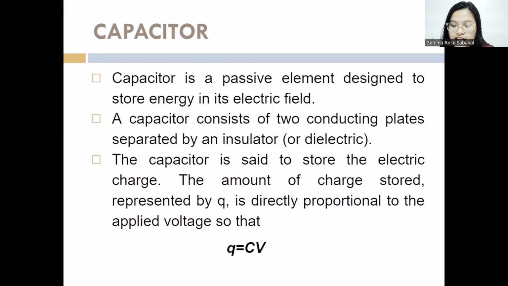A capacitor can take a shorter time than a battery to charge up, and it can release all the energy very quickly. The capacitor is said to store electrical charge. The amount of charge stored, represented by Q, is directly proportional to the applied voltage, so that Q is equal to capacitance times voltage. So later on, we will use this formula in our problem solving. So let's proceed to the next slide.